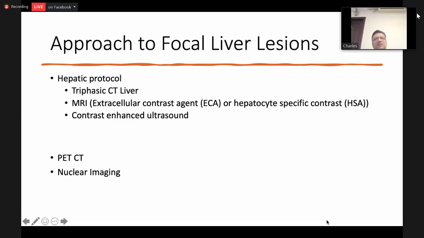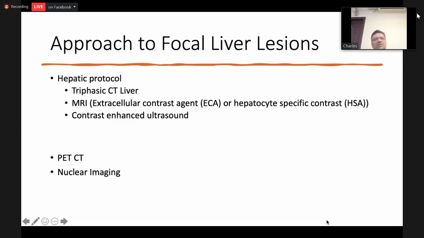These hepatocyte specific contrast agents are taken up by the hepatocytes, and they are partly excreted into the biliary tree. So they have both biliary excretion as well as renal excretion. In specific situations, hepatocyte specific contrast agents may give you more information than extracellular contrast agents. And contrast enhanced ultrasound is coming up in a big way, and many centers have it. It needs a lot of training, and it's operator dependent.